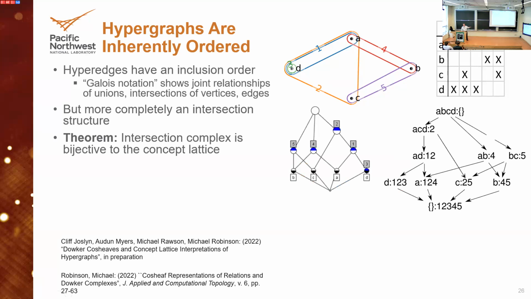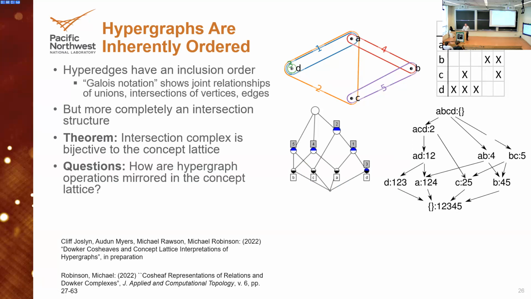We've got a beautiful theorem that says that this intersection complex is bijective to what's called the concept lattice in formal concept analysis, which is a kind of relational mathematics mixed with order theory that's been out there for about 20 years. And we're working on questions about how hypergraph operations are mirrored in the corresponding concept lattice.